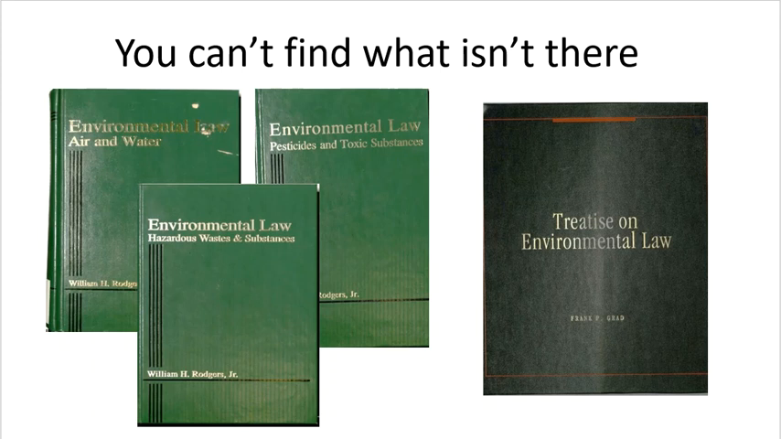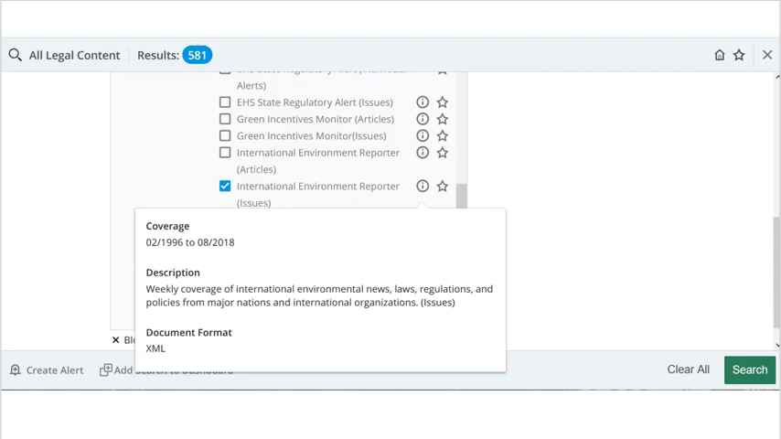Many primary legal materials are available on free websites as well as on subscription databases. But many secondary sources are protected by copyright and may only be available on one publisher's platform. For example, Environmental Law by William H. Rogers is on Westlaw, while the Treatise on Environmental Law by Frank P. Grad is on LexisNexis. Additionally, some databases have date-limited content.